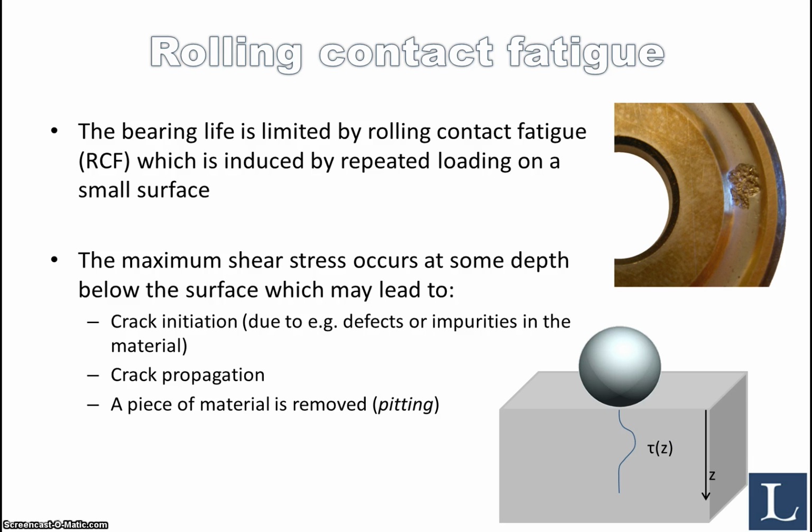And if this stress maxima would coincide with some defect in the material, like impurity, dislocations, or something else, you may end up with a crack initiation in that specific point. And this crack will then grow. You will have a crack propagation in the material, and it grows up to the surface and results in a piece of the material being removed, leaving a pit formation, as you see up here. That's why this mechanism is also known as pitting sometimes.